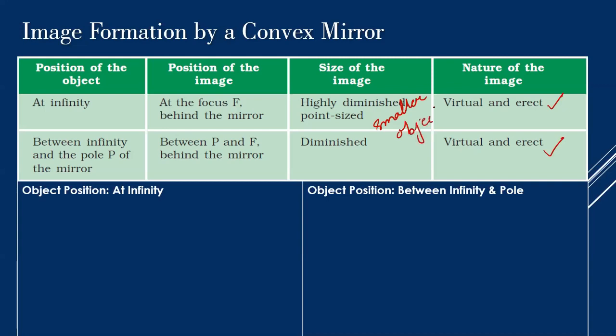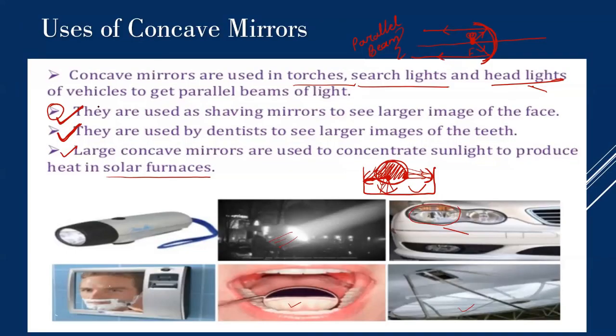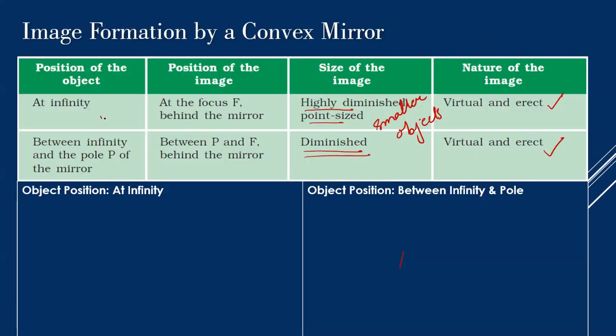Okay, so if you see over here, in the first case it's highly diminished or point size, in the second case it is diminished. So the concave mirror is the only mirror where we are going to get a larger image of the object, right? In case of a convex mirror, though the images are virtual and erect, we will see point sized or smaller images. Now let us see the image formations. The positions of the object that they have considered will be only 2. One, the object will be at infinity. Secondly, the object is between pole and the mirror. So let's see the image formations.